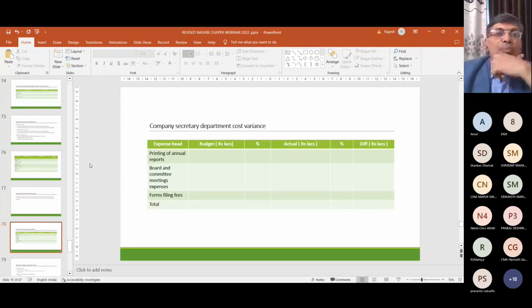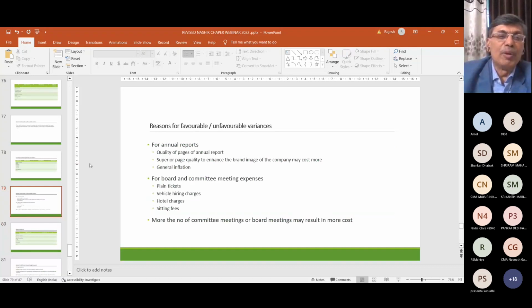Now, company secretary department cost variances. All these expenses, the company secretary department is usually responsible for. This budget versus actual information is put over here. And what is the difference in value, either favorable or unfavorable, that will form part of this variance report. The reasons for favorable and unfavorable variances. For the annual report, superior page quality to enhance the brand image of the company may cost more, general impression.